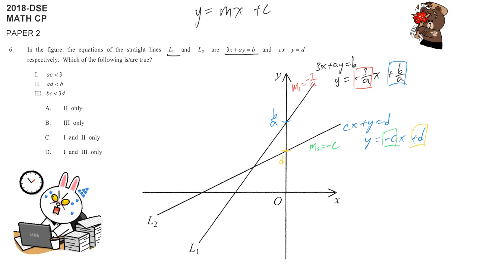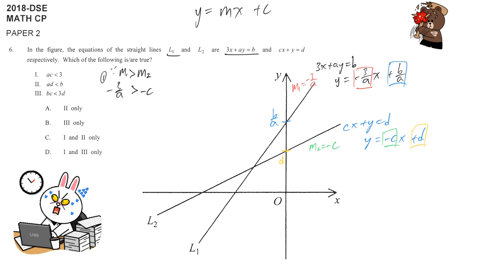And before you start, because we are talking about inequality, you're going to compare, and you find that a few things come out directly. First, line 1 is steeper than line 2. So that means this slope value should be larger than this. Then you have some conclusions. Okay, first, we know negative 3 over a is larger than negative c, since m1 is larger than m2.